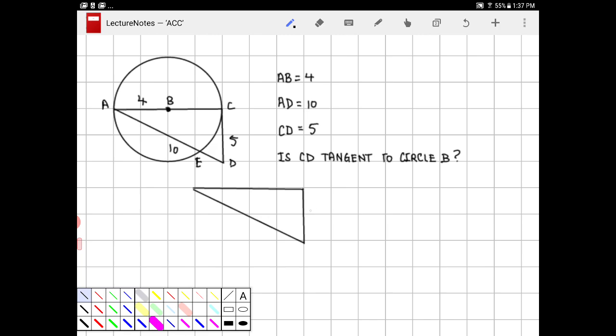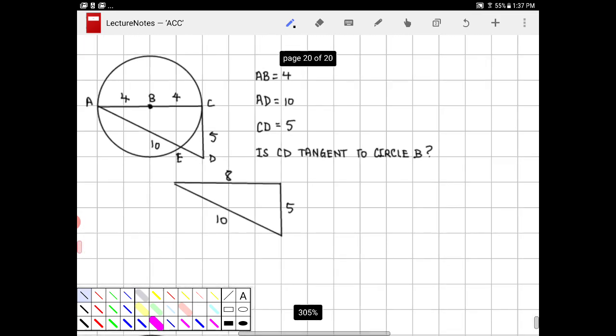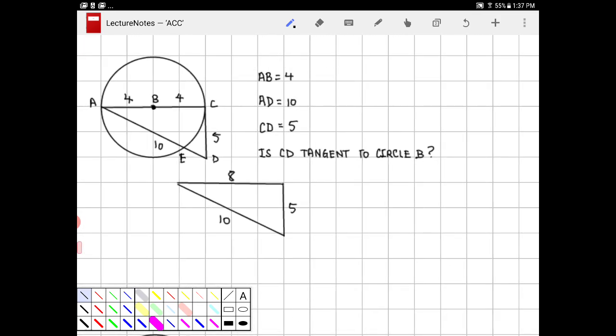So now I'm dealing with 5 and 10. I was not told the full segment of that other leg there. But I do know that BC should also equal AB because BC happens to be the other radius of the circle. So therefore, the total segment there of the diameter is 8. So I need to see whether or not those three numbers satisfy the Pythagorean theorem. If it does, CD is going to be perpendicular to, is going to be tangent to circle B.